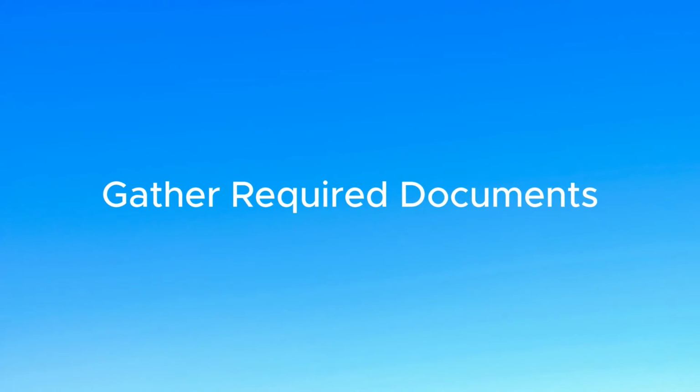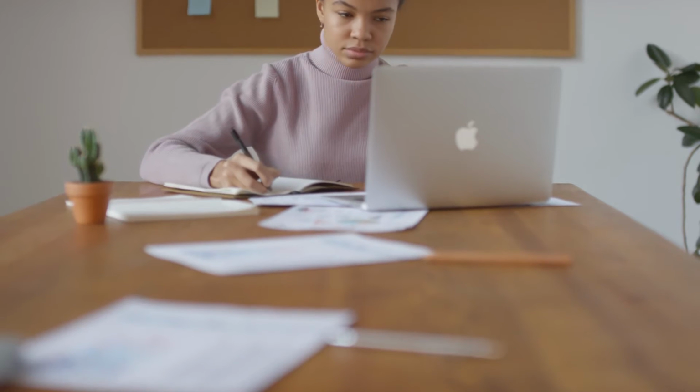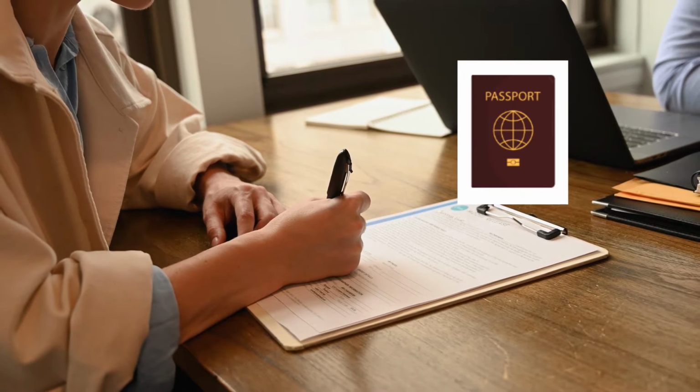Number 2. Gather required documents. Ensure you have the necessary documents ready for the application process. This typically includes proof of residency, such as a driver's license or utility bill, and documentation confirming your lawful status in Canada, such as a birth certificate, passport, or immigration documents.